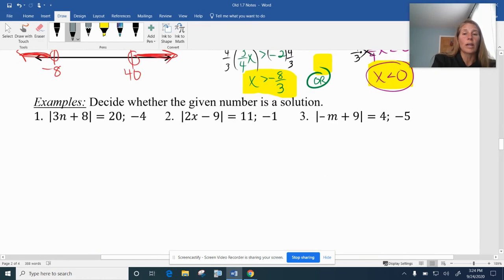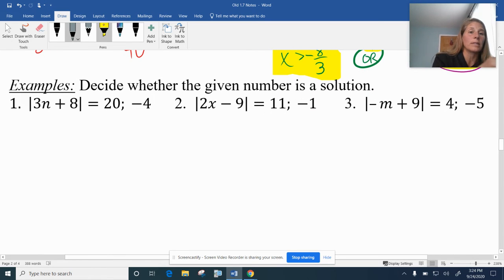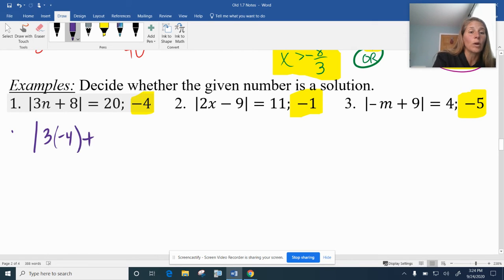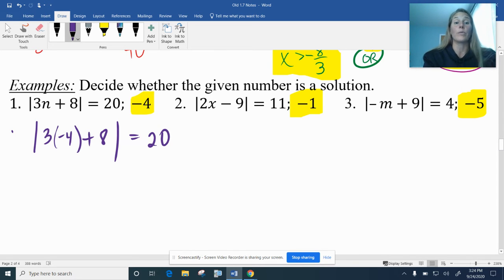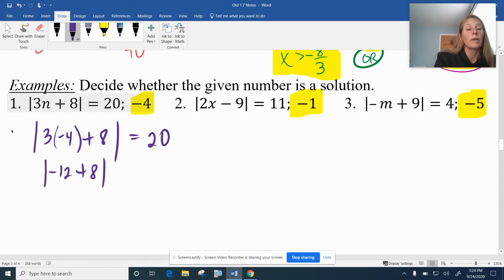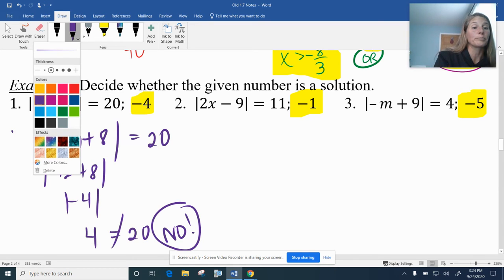Okay, so talking about checking our work, sometimes we have to decide, well, is a given number a solution? So all you would have to do in this situation is just plug in the different numbers and see if they work. So if I'm going to plug in a negative 4, I'm going to do 3 times negative 4 plus 8. And I'm hoping that that either equals 20 or negative 20, because both of those would come out to the 20. So 3 times negative 4 is negative 12. Negative 12 plus 8 is negative 4, and that comes out as a 4. But 4 does not equal 20, so this would be no, it's not a solution.